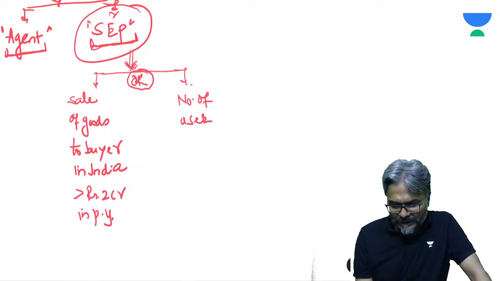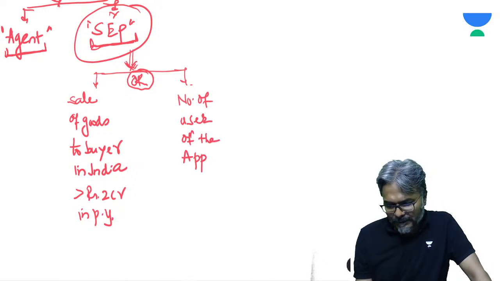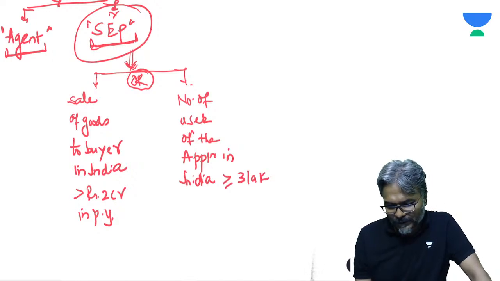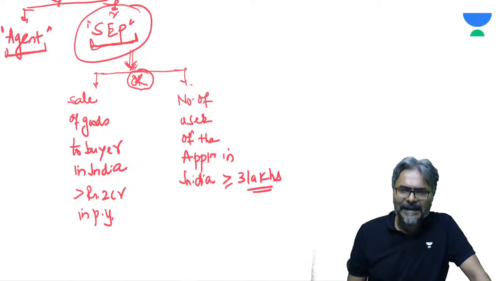Based on the number of users of the application in India. If the number of users of the application in India, students, is how much? Greater than or equal to 3 lakh users. Now you can ask, sir, what do you mean by this? Very quickly, I'll let you know.